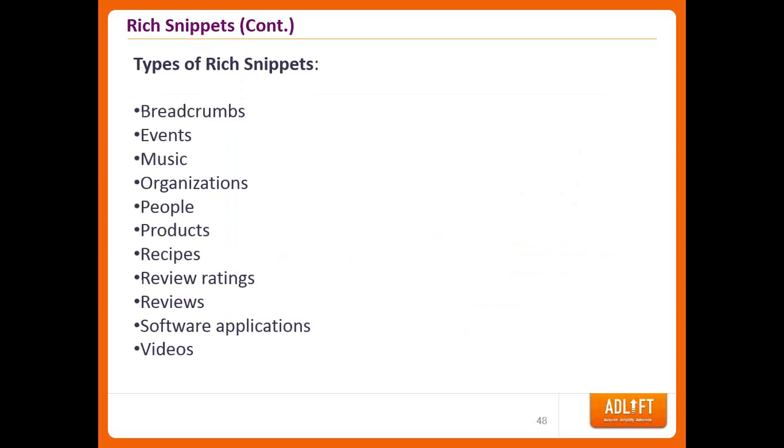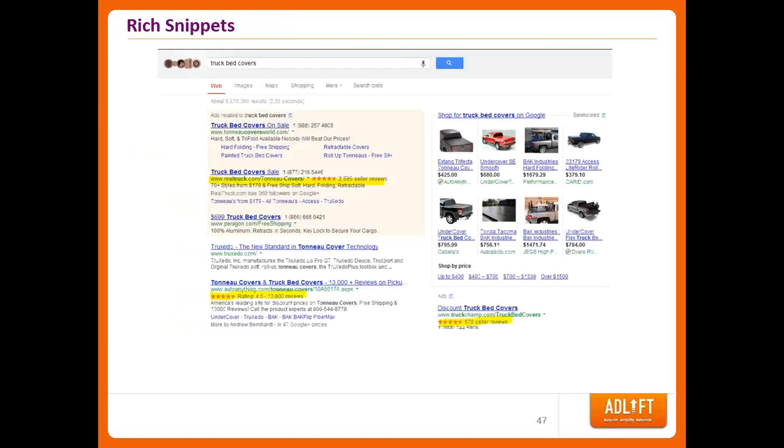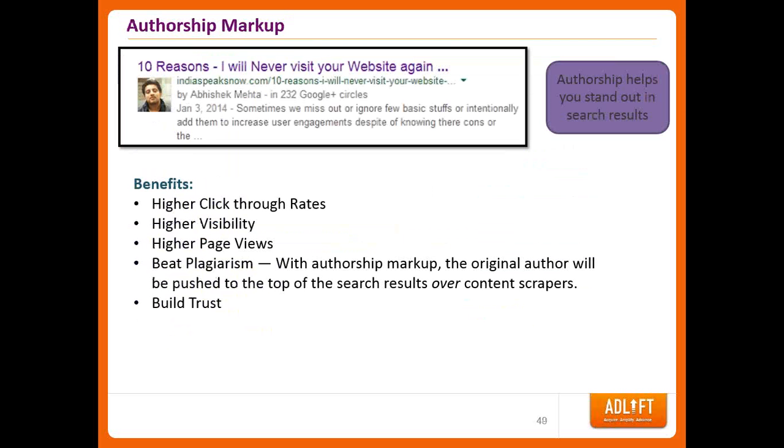What they essentially do is increase the likelihood of the click-through rate on your product. So when a user sees that standout result in the search results, apart from the normal listing, their interest actually increases. The other thing is the authorship markup.